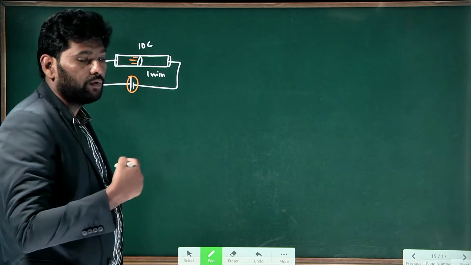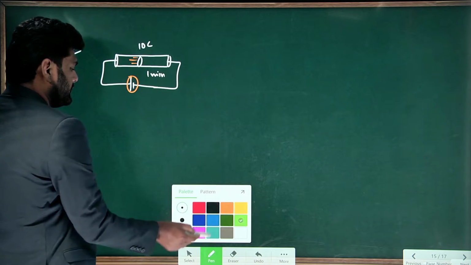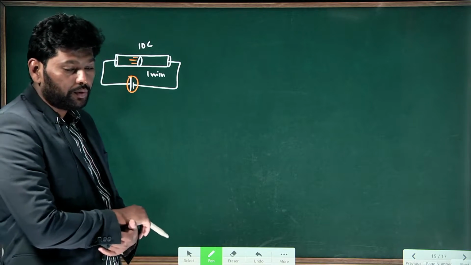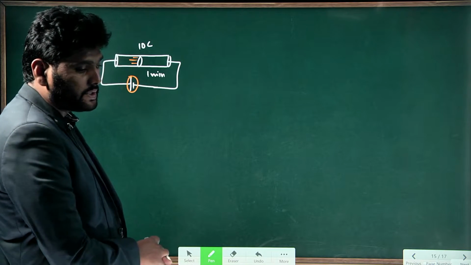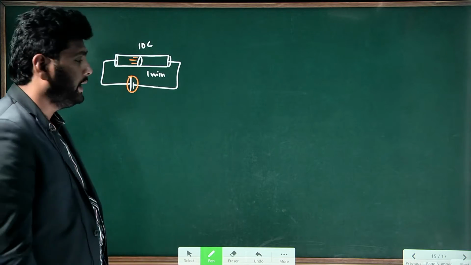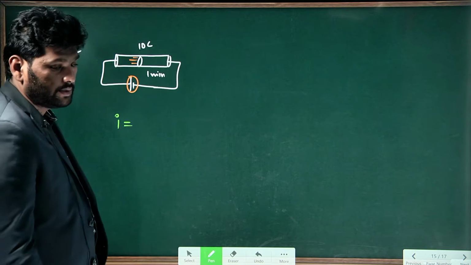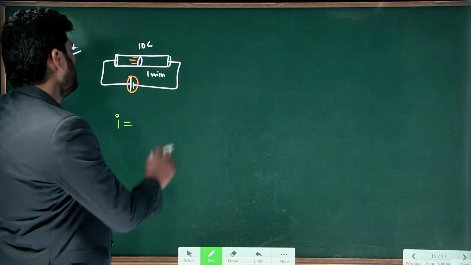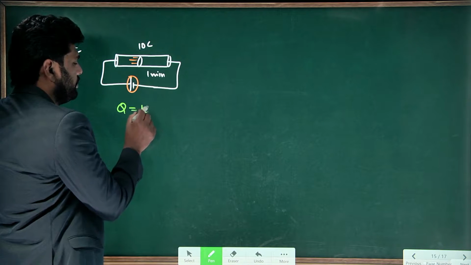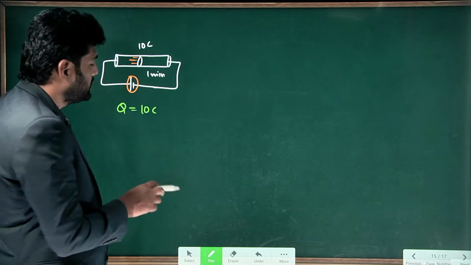Now what is the current flow in the conductor? That is the question. So how do you solve this question? They have given the charge and they have given the time, and they are asking to find the current. Look here. How much is the charge flow? Charge flow is 10 coulomb. Charge is represented with the letter Q, and coulomb is the unit for the charge, that is 10 coulomb.